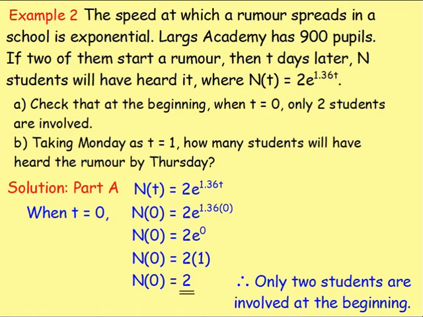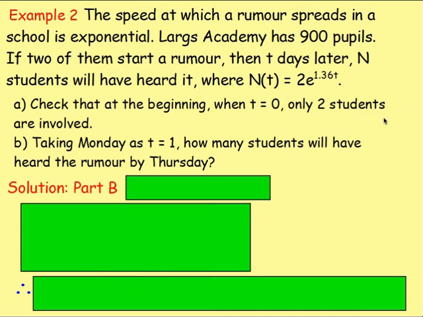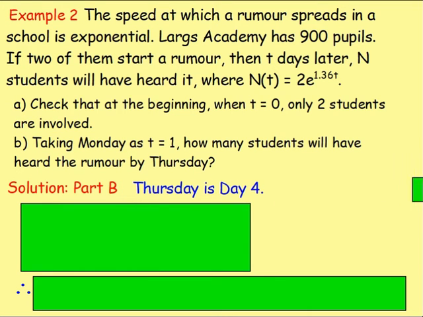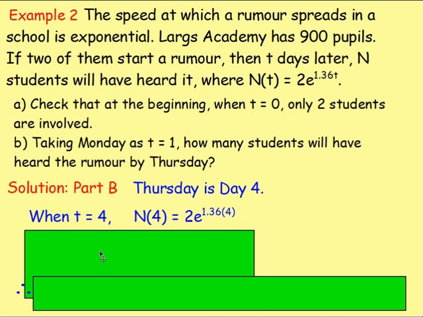Next one, part B. Taking Monday as t equals 1, how many students will have heard the rumour by Thursday? If Monday is 1, Tuesday will be 2, Wednesday will be 3, and Thursday will be 4. So Thursday is day 4, so we know t equals 4. We're going to do the exact same thing again. Here we've got this function n in terms of t, so this time we replace t with 4, so it becomes 2e to the power of 1.36 times 4.